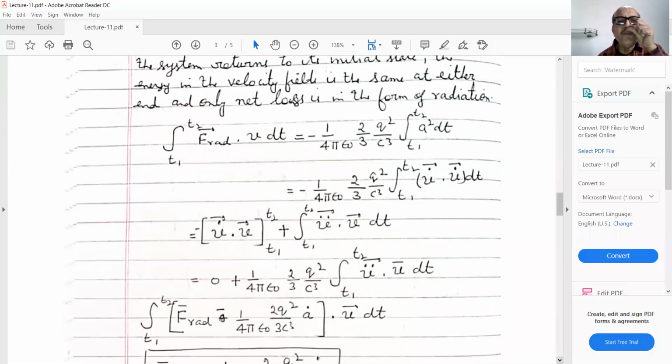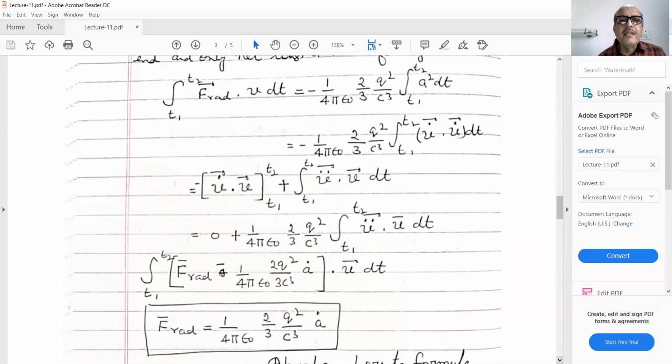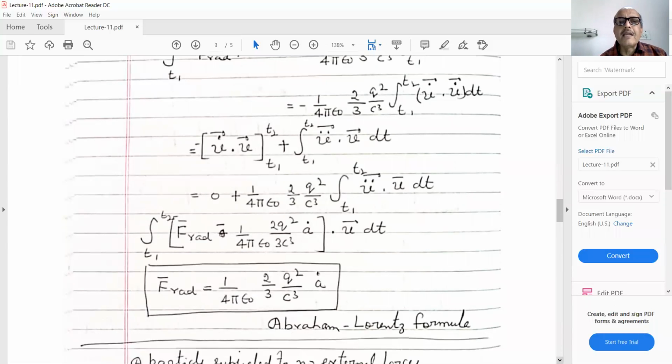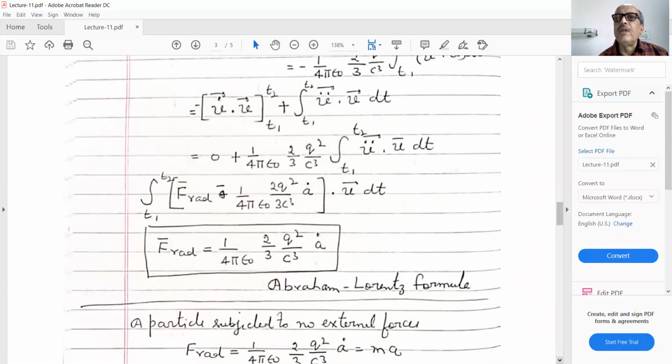So either we equate both sides or we put the two equations together. So this into dot b dt will become equal to 0, and that will ensure that F radiation is equal to 1 upon 4 pi epsilon 0 into 2 upon 3 q square upon c cube into a dot. That means the radiation force depends upon the rate of change of acceleration with time. This formula was derived by Abraham and Lorentz, so it is called the Abraham-Lorentz formula.